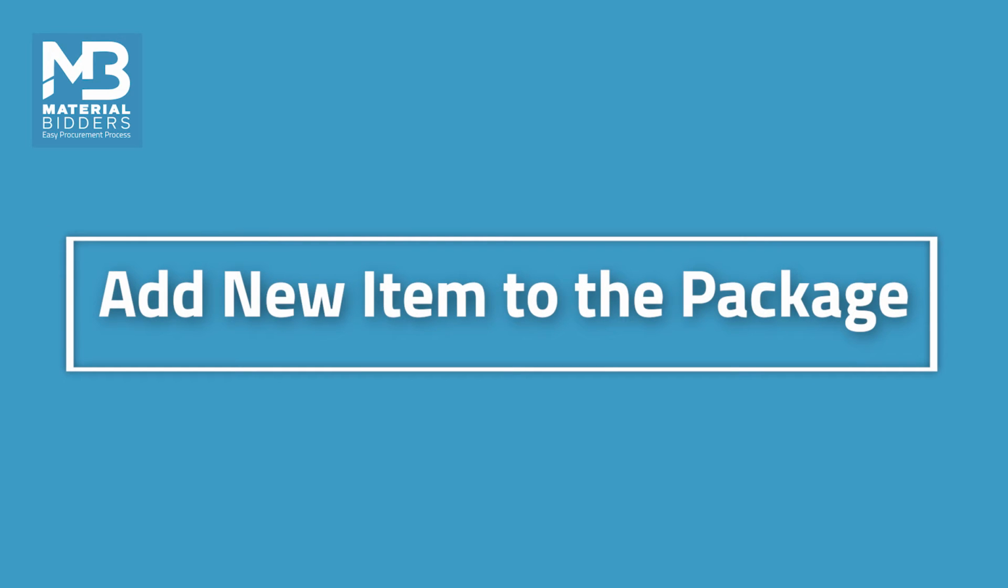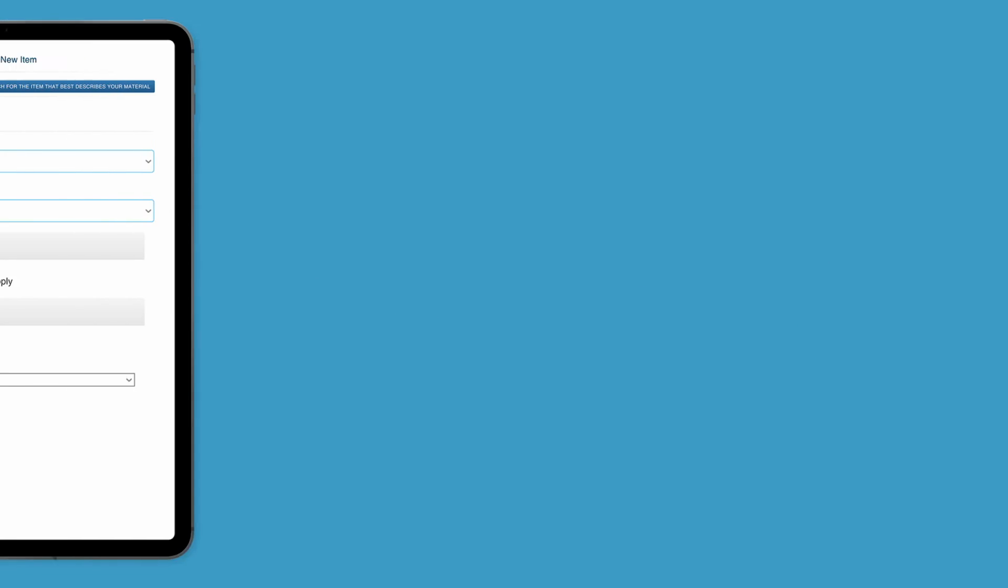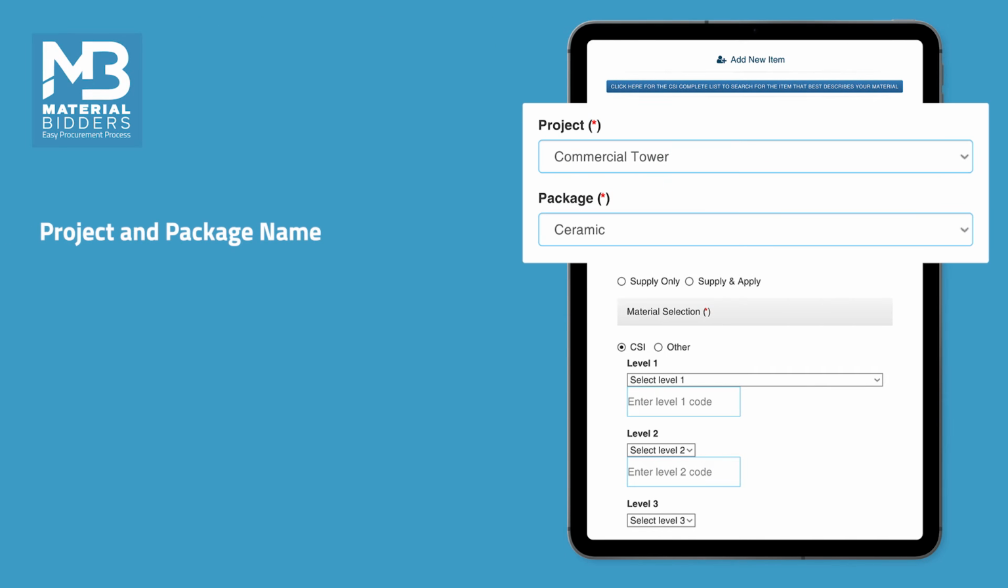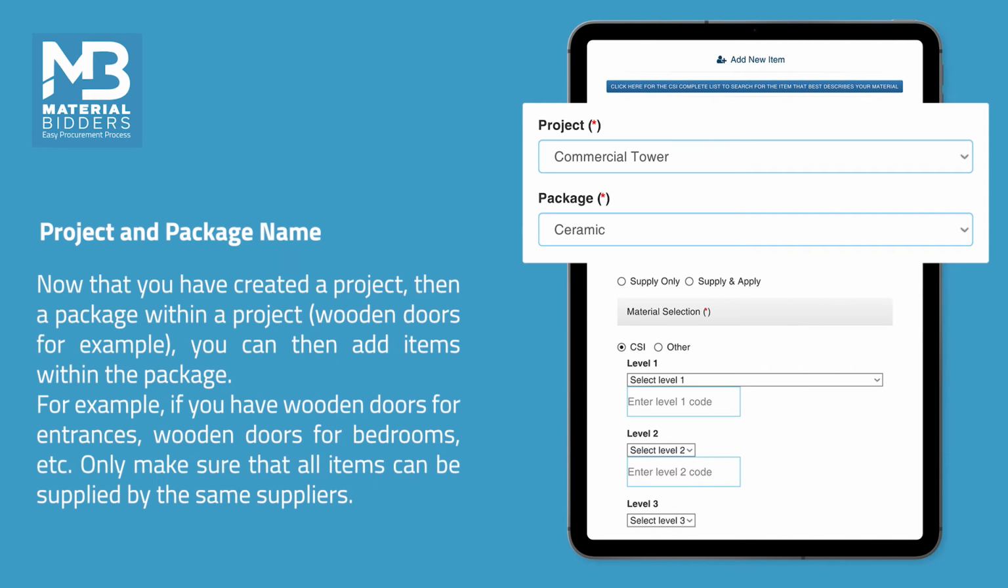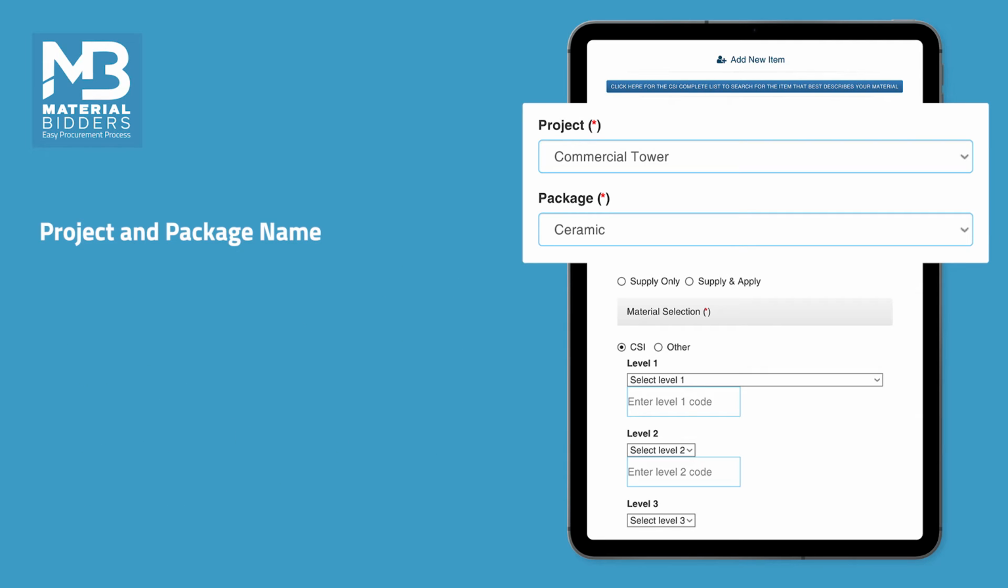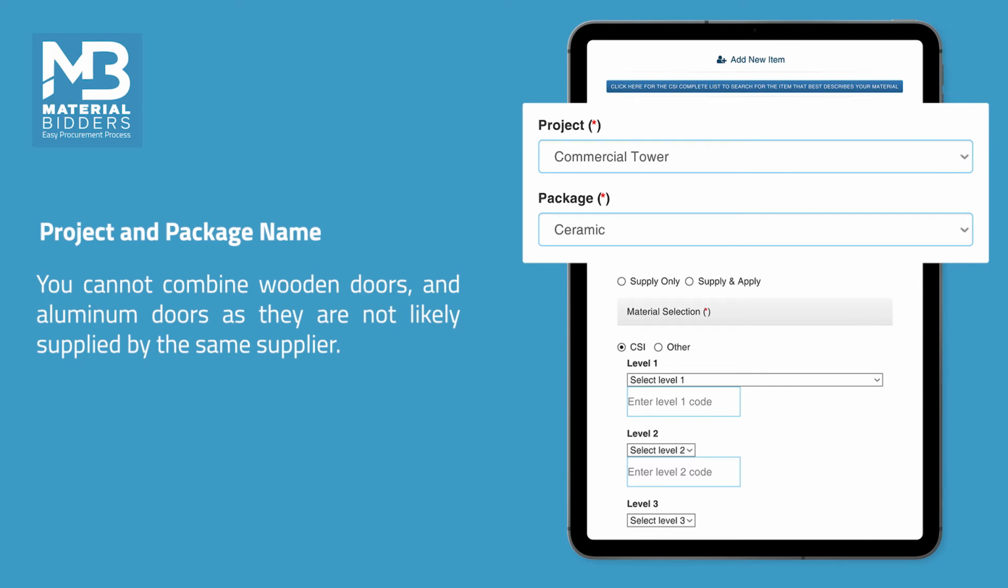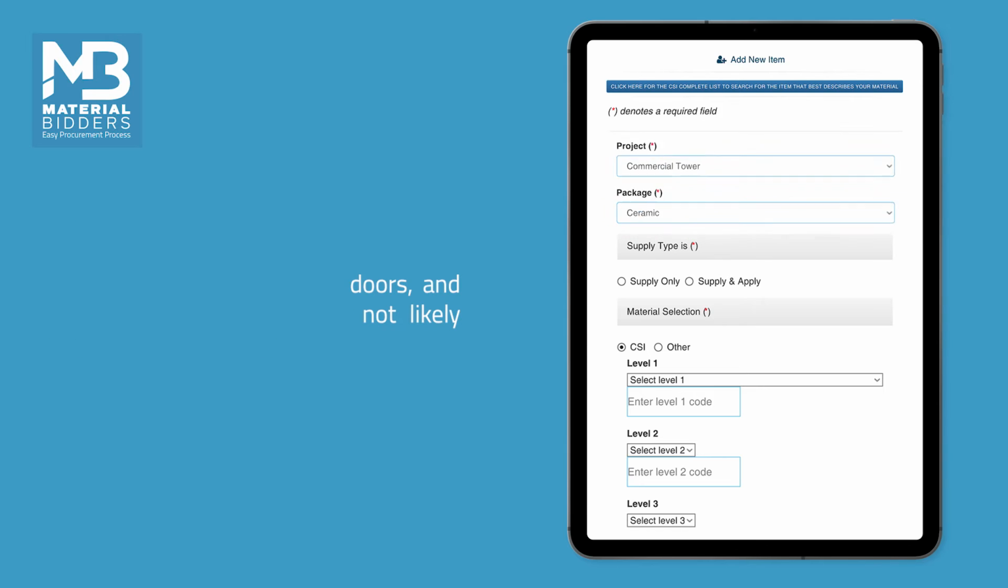Add new item to the package. Project and package name. Now that you have created a project, then a package within a project, wooden doors for example, you can then add items within the package. For example, if you have wooden doors for entrances, wooden doors for bedrooms, etc. Only make sure that all items can be supplied by the same suppliers. You cannot combine wooden doors and aluminum doors as they are not likely supplied by the same supplier.